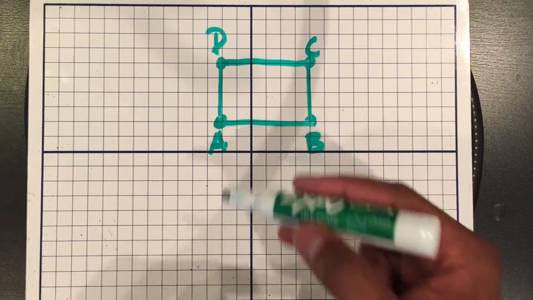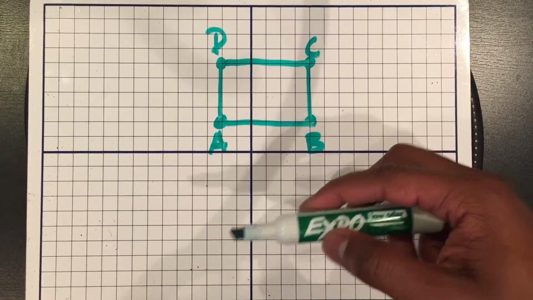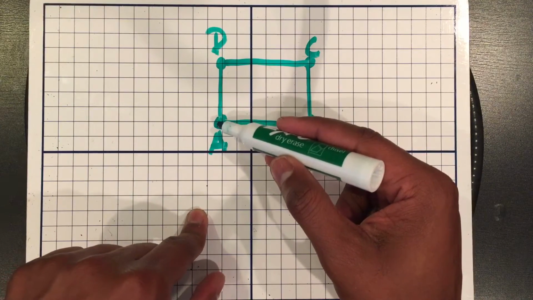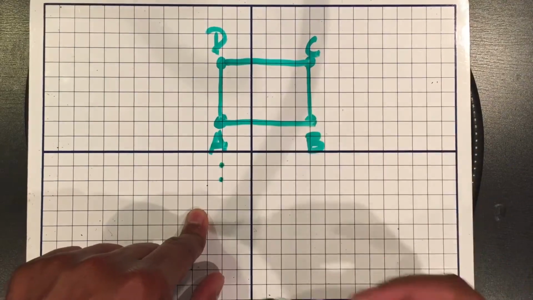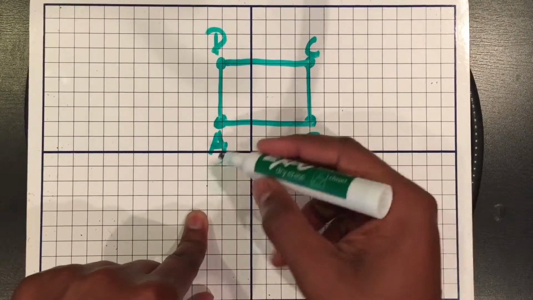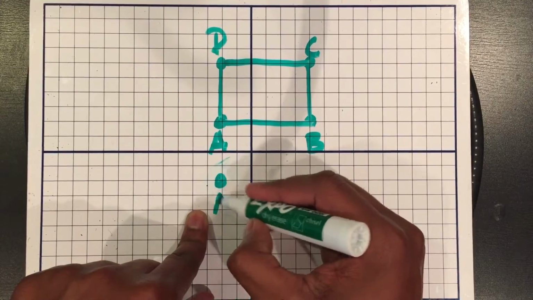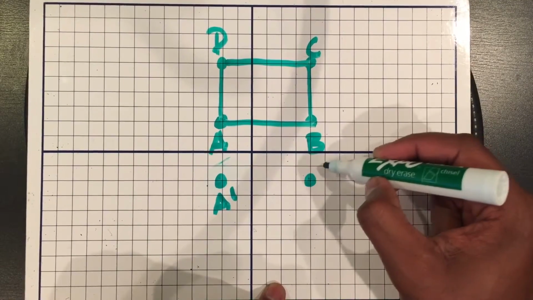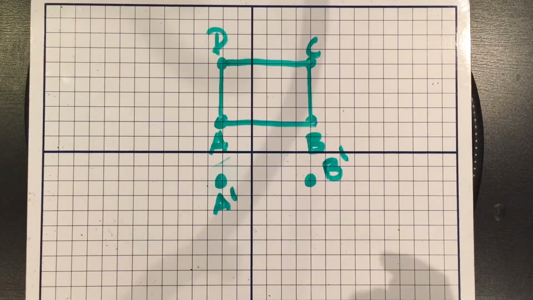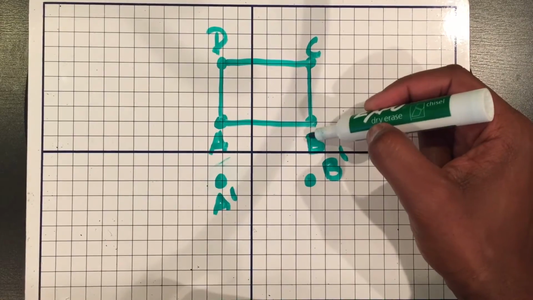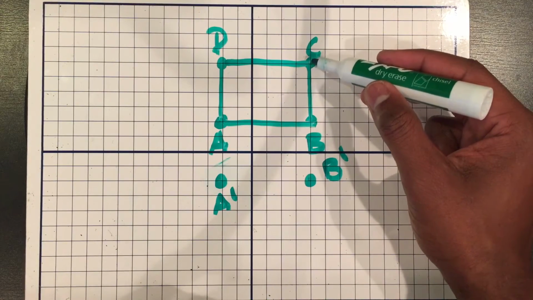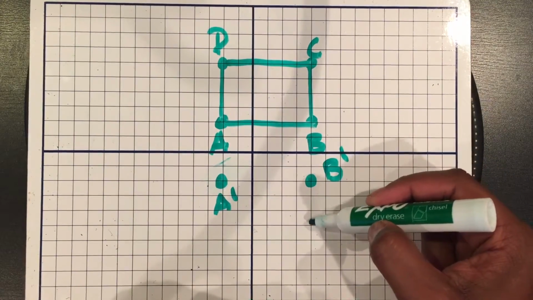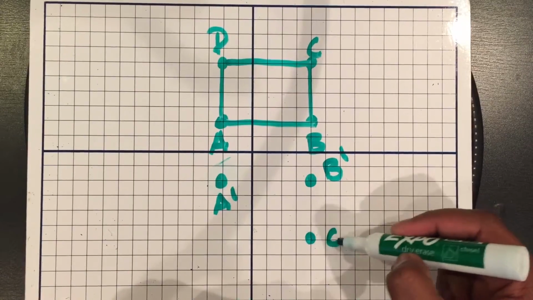So we want to do the same thing where we count how far each coordinate is above the x-axis. For A, it is 1, 2 above the x-axis. So we want to go 1, 2 below the x-axis. So we'll plot this point. We'll call it A prime. The same thing for B, it is 2 above, so we go 2 below. We'll call that coordinate B prime. For C, C is 1, 2, 3, 4, 5, 6 above. So we want to go 6 below. And we'll call that coordinate C prime.